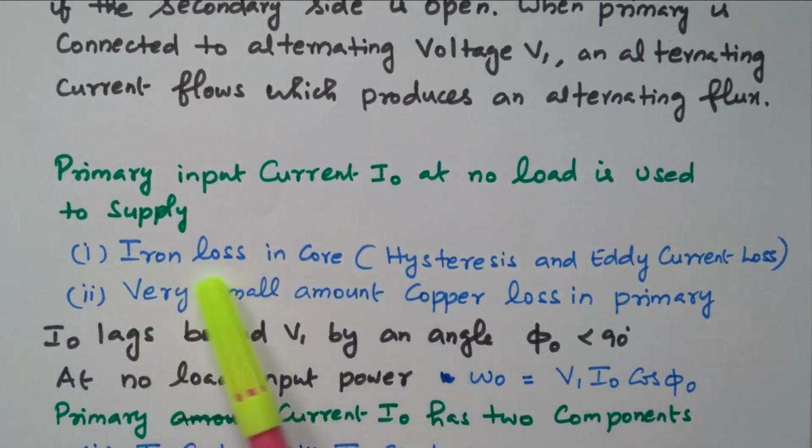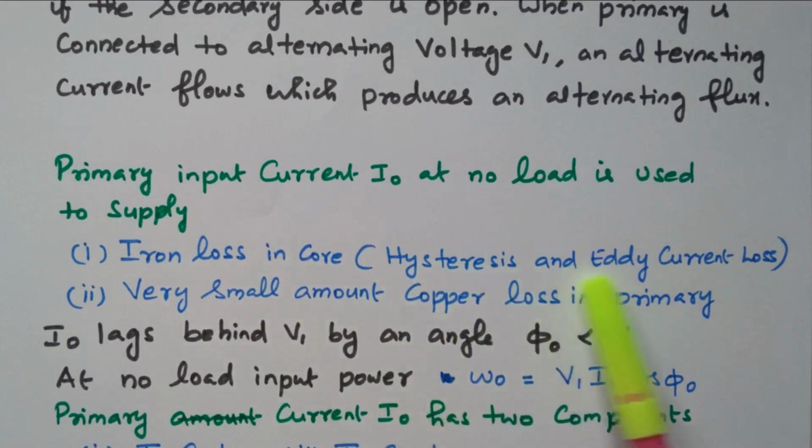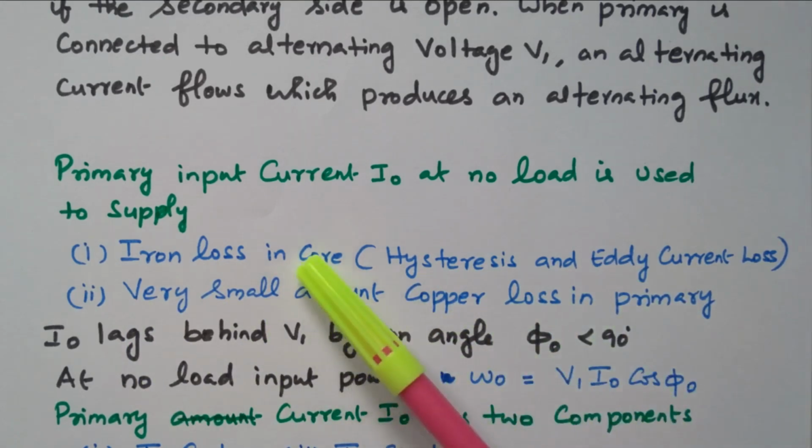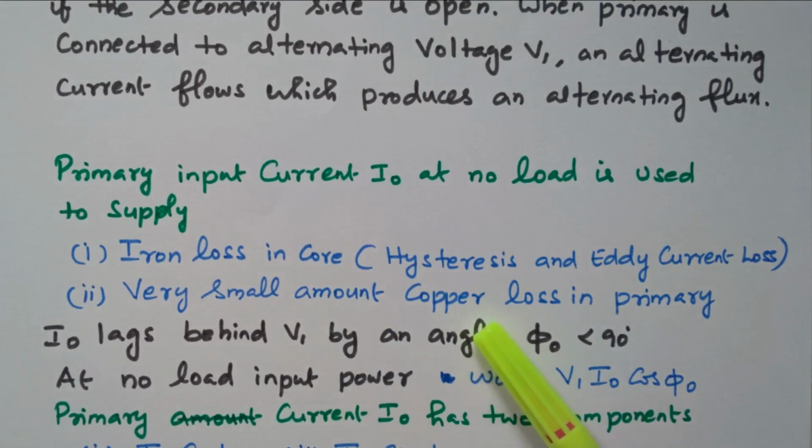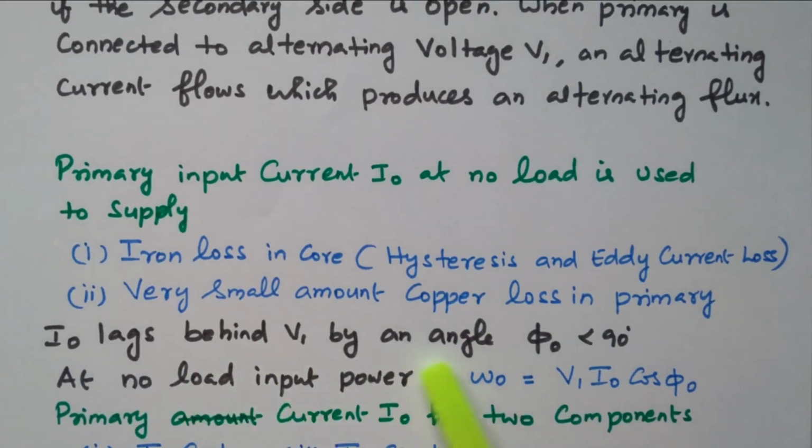One is for iron loss in the core, that is hysteresis and eddy current loss. Another part is a very small amount of copper loss in the primary, right. So one is for iron loss, and another is used for magnetizing the coil, that is nothing but a copper loss. So this I0 lags behind the voltage V1 by an angle of phi naught, which is less than 90 degrees.